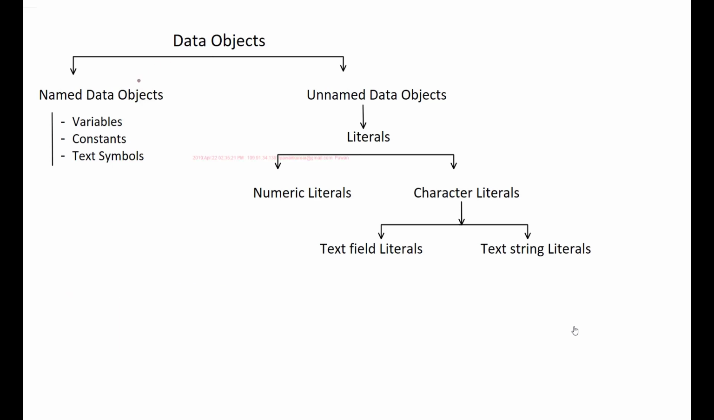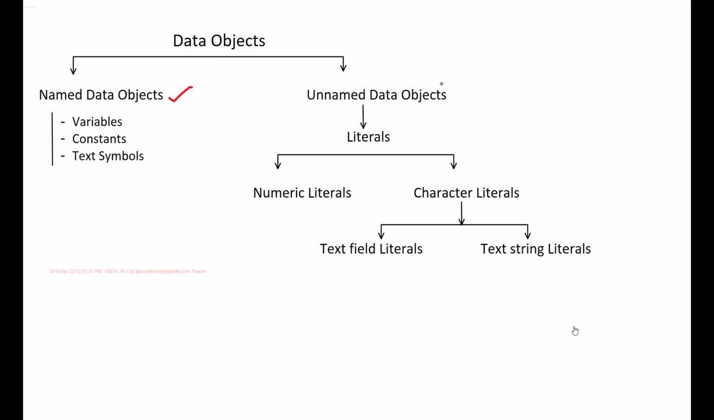Named data objects basically mean that whenever you're creating a data object, you give it a name so that you can access that particular memory by using the name of the data object. So I can store some data in the memory by using the name of the data object. Similarly, I can access the data that is stored in that memory by addressing the name of the data object.